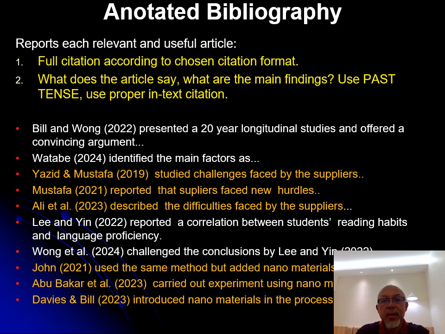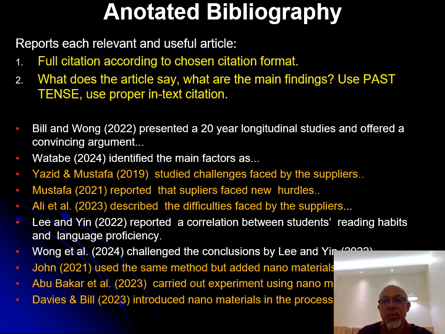So, what is an annotated bibliography? An annotated bibliography is a report of each relevant and useful article. You write the full citation according to the chosen citation format. Do not just write a simple title or simple author, but write the full citation. For example, you have already chosen to use Harvard or APA or Chicago or Vancouver citation formats. Then you write the full citation according to those formats.